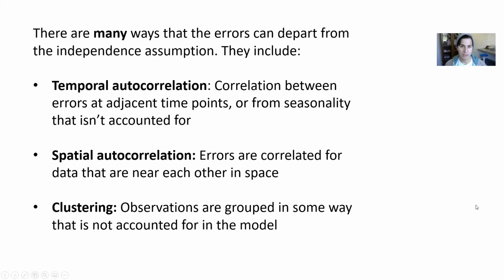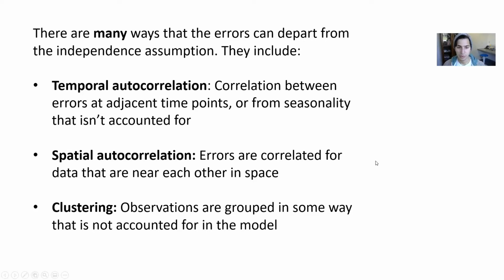There are many ways that the errors can depart from the independence assumption, one of which is temporal autocorrelation. We will cover this tomorrow in lab, but this is when residuals at adjacent time points are correlated. So if you know that the residuals at time t are positive, then if the data are temporally autocorrelated, you know that the residuals at time t-1 or t+1 are also likely to be positive, right? This can also occur from seasonality that isn't accounted for in the model.